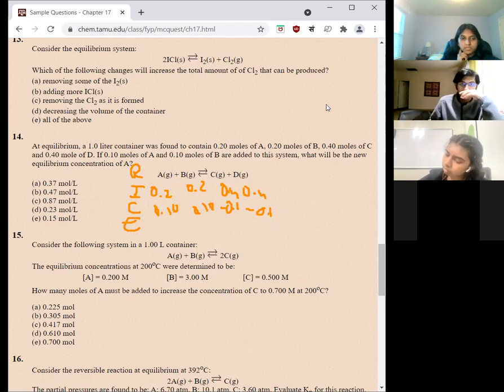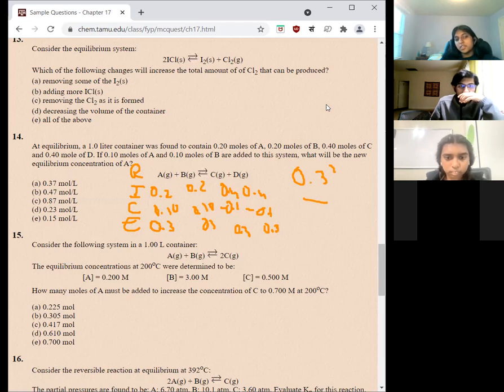I don't know, this might be wrong. We'll see soon enough. Then this will be 0.3, this will be 0.3, this will be 0.3. So now you have 0.3 squared over 0. Then what are we solving for? The new equilibrium concentration of A. So wouldn't that just be 0.3 then? That's not an answer choice, yeah. I don't know then.